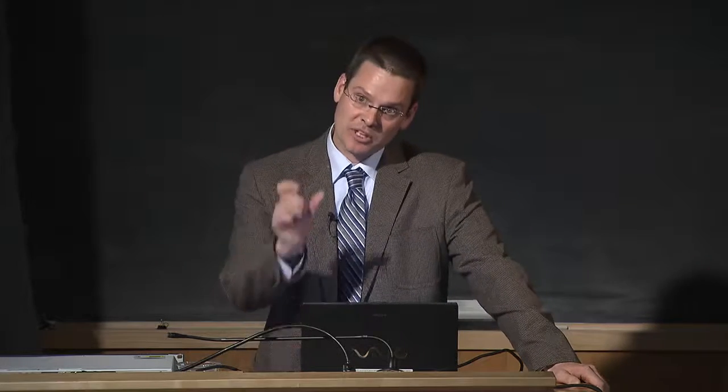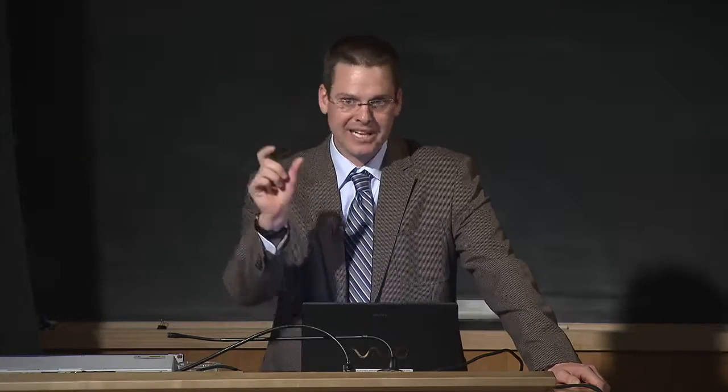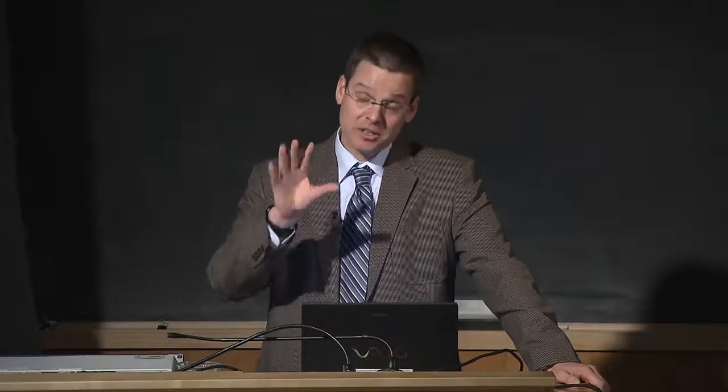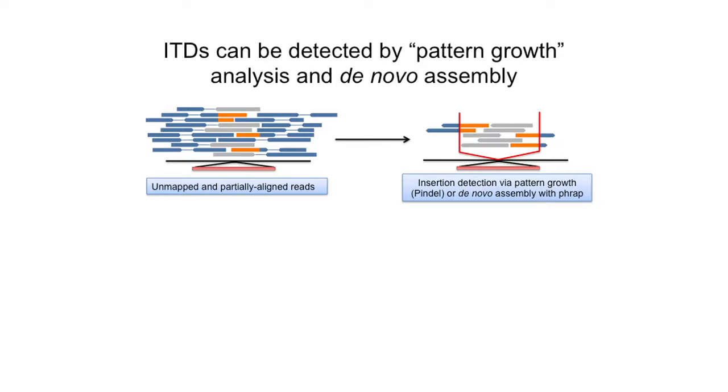There are other reads where both reads in the pair mapped, but part of one read was not fully aligned. And if you actually look at the sequence data, you can see evidence of these insertions. But you need a tool that uses those data to identify insertions. And there was only one commercially available tool at that point that did this, and it was Pindel. It uses a pattern growth method to take into account unmapped reads and partially aligned reads.